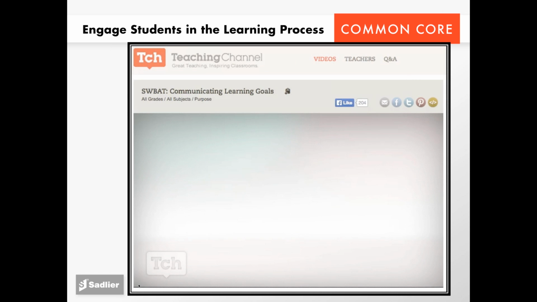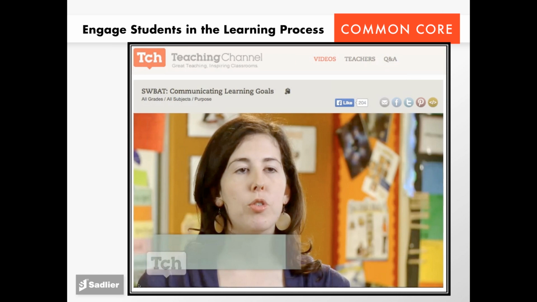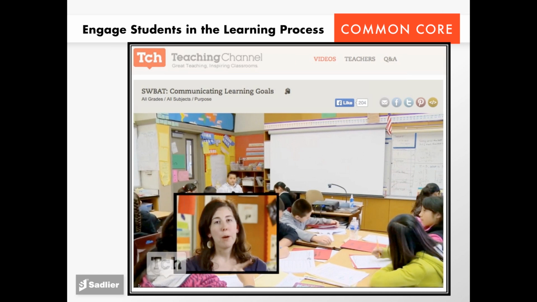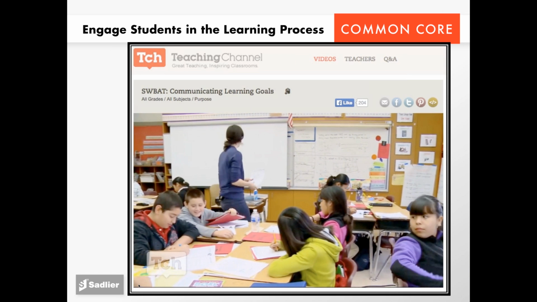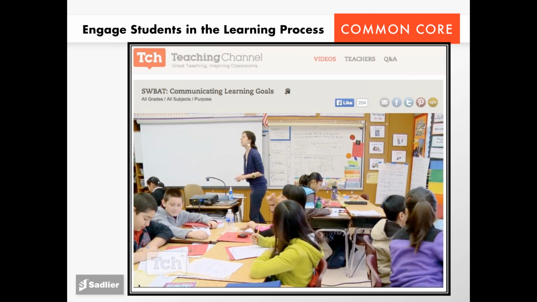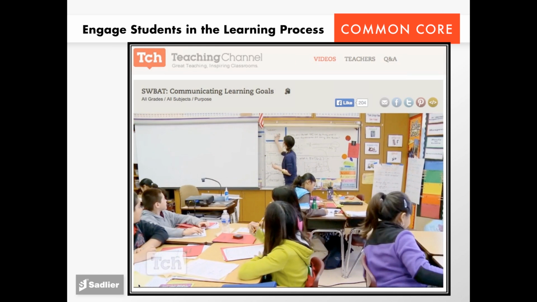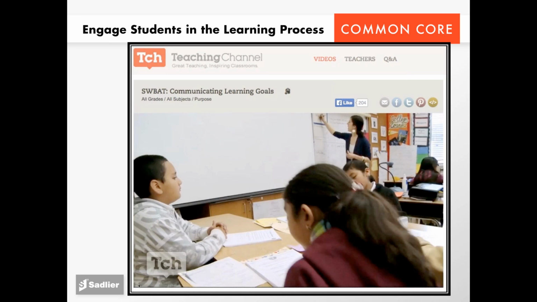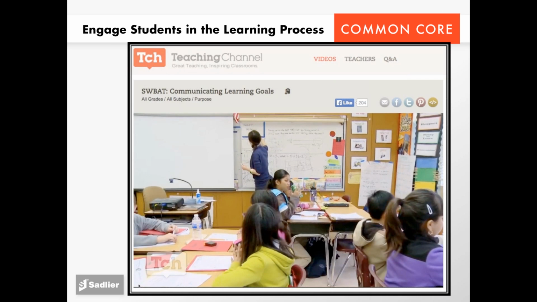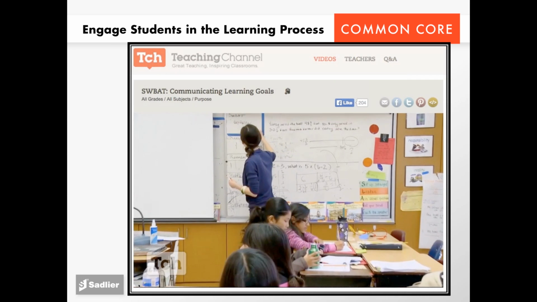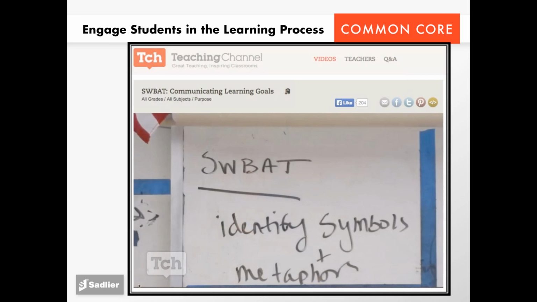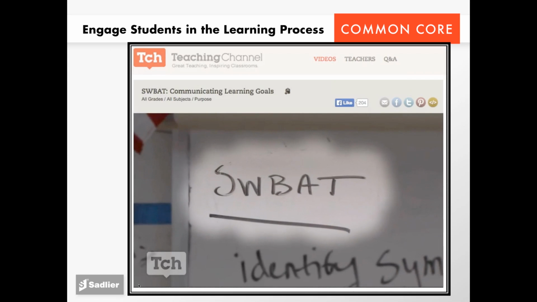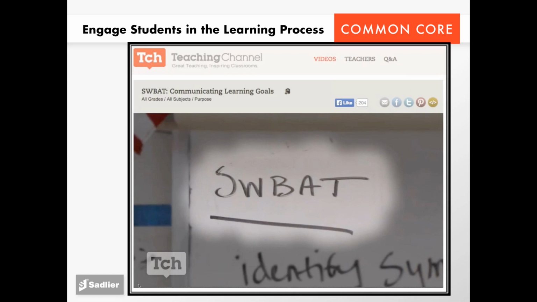SWOBOT. So this is something that has been just really effective in our classroom. We have on our whiteboard a box that says SWOBOT. Students will be able to capitalize proper noun. SWOBOT stands for students will be able to. And it states what our objective or our learning goal is for a particular lesson.